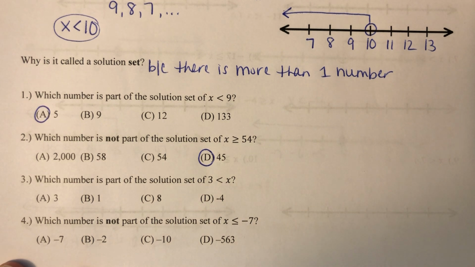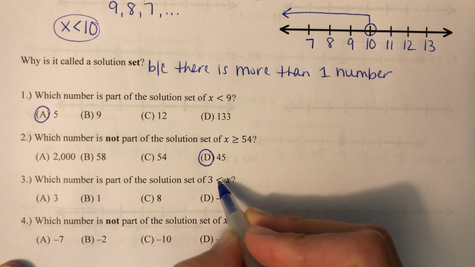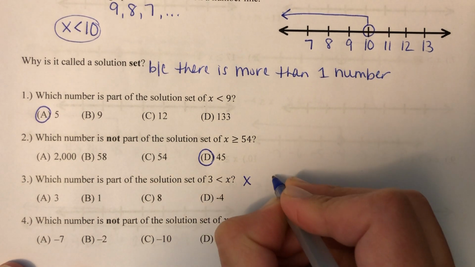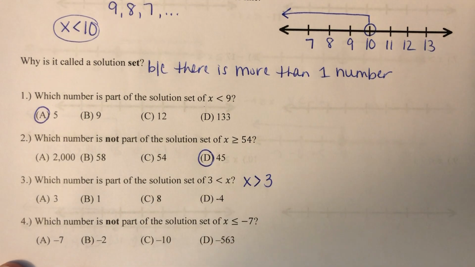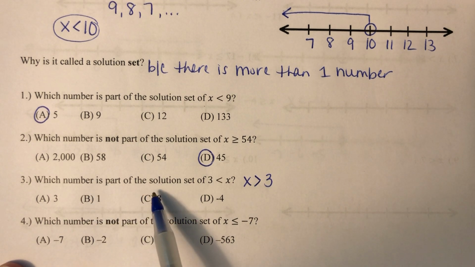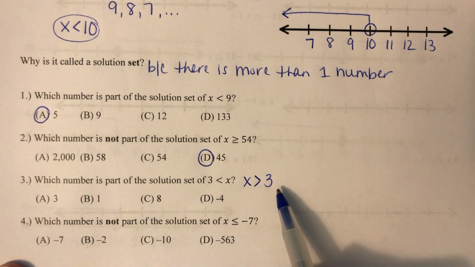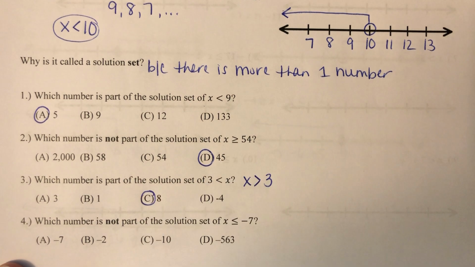Number 3, which number is part of the solution set of 3 is less than x? Ugh, there's that thing where that x is on the wrong side. I don't like it. We're just gonna switch it around. It says less than, I'm changing it to greater than. Now it's gonna be easier to do. Which number is part of x is greater than 3? So look for a number bigger than 3. That would be 8.